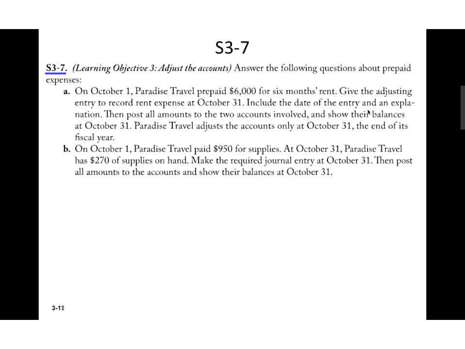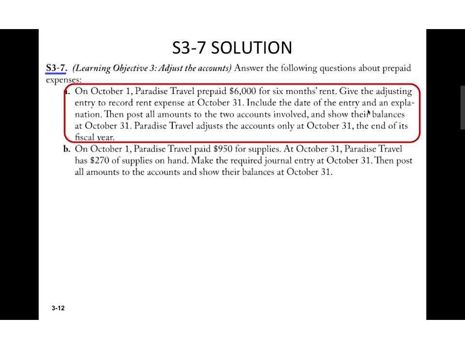So the first one, on October 1st, Paradise Travel prepaid $6,000 for 6 months rent. Okay, so this makes it easy math-wise for us. $6,000, 6 months rent. Before I do anything else, I know that rent is $1,000 a month. We paid it in advance, so October 1st, we paid it. So when we pay it, we're going to have this asset called prepaid rent, and the other side of it is going to be cash going out the door. Prepaid rent is this asset.